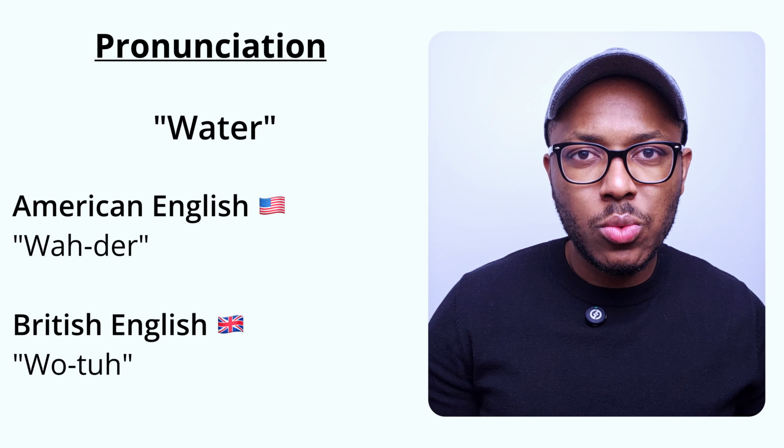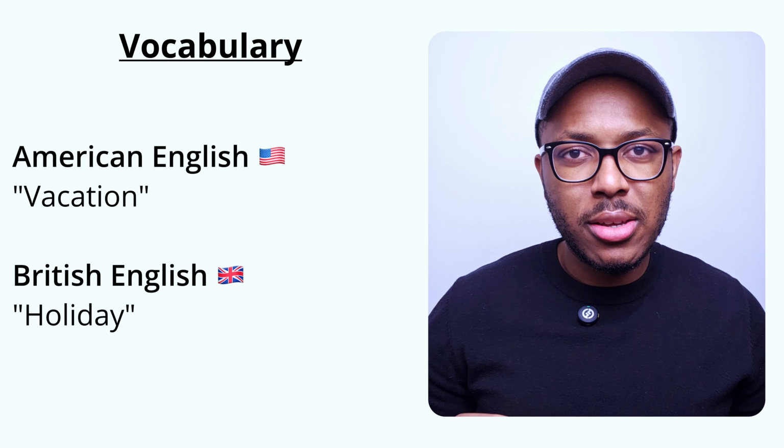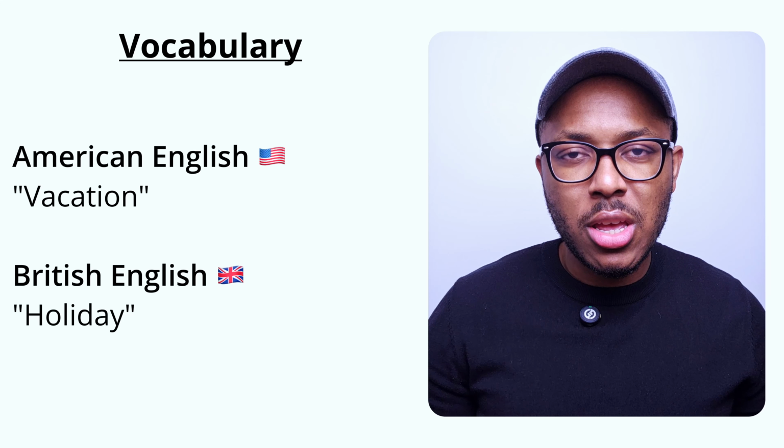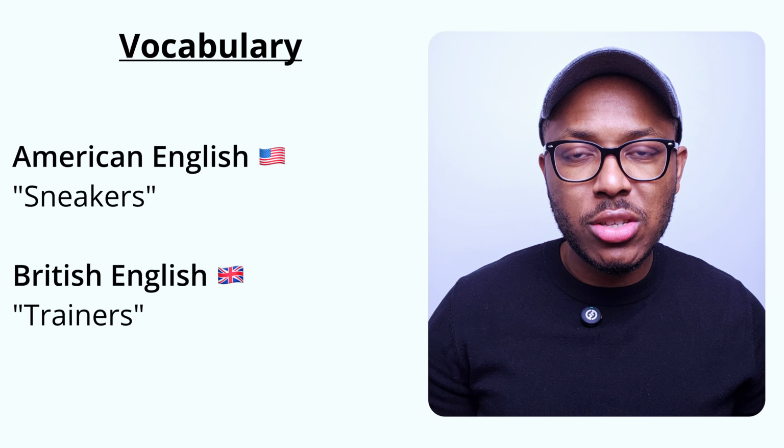Now let's talk about vocabulary. This is where the differences are more obvious. In the UK, people say flat. In the US, people say apartment. In the UK, lift. America, elevator. UK, holiday. America, vacation. UK, trainers. America, sneakers. Different words, same meaning.